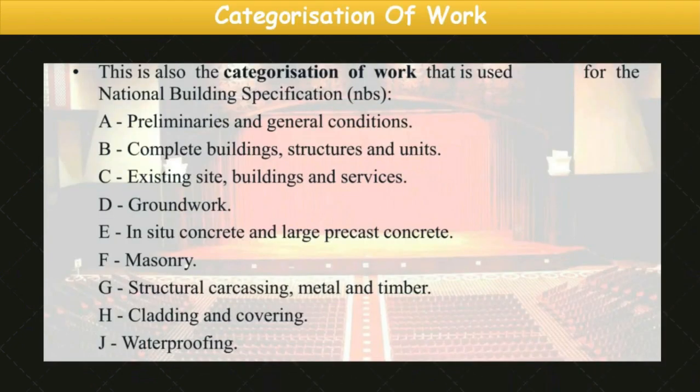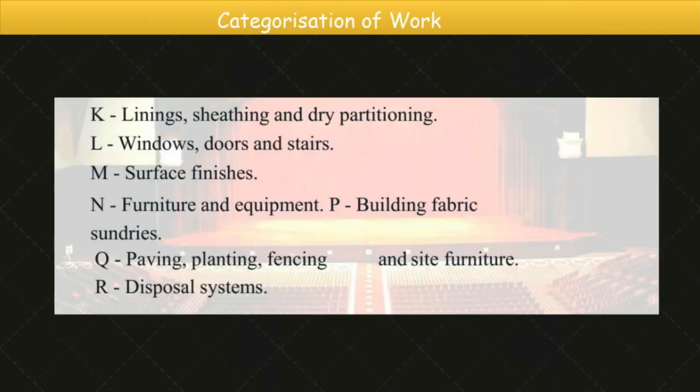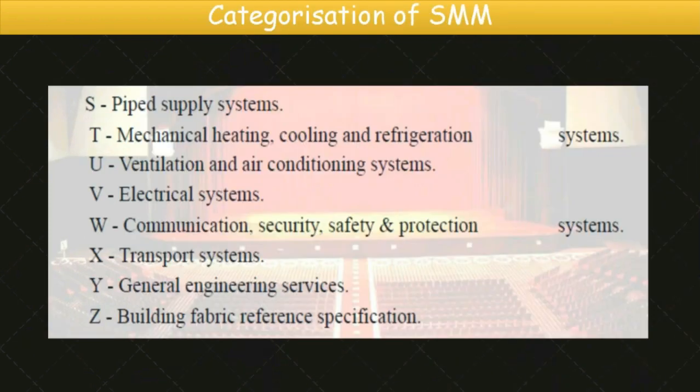This is the example of categorizations of work, such as groundwork, masonry, waterproofing, windows, doors and stairs, disposal systems, pipe supply systems, and transport systems.